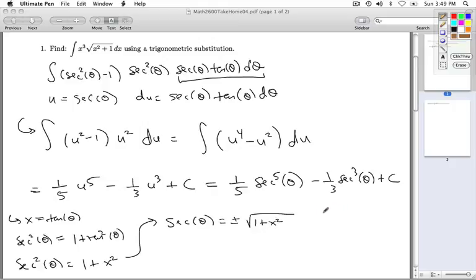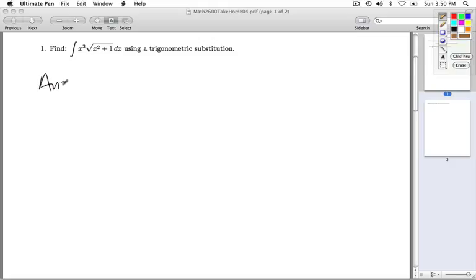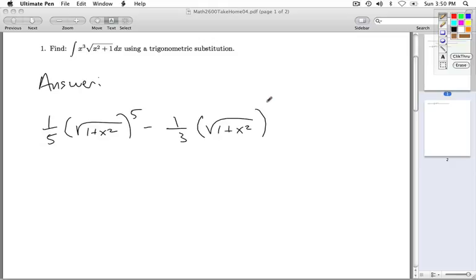But once again, think of where theta lives. The substitution for theta is between minus pi over 2 and pi over 2. That means we're going to just pick the positive one. And so the secant of theta is the square root of 1 plus x squared. So what's our grand final answer to this integral? 1/5 secant to the 5th minus 1/3 secant cubed. It's 1/5 times the square root of 1 plus x squared to the 5th minus 1/3 times the square root of 1 plus x squared cubed plus c.